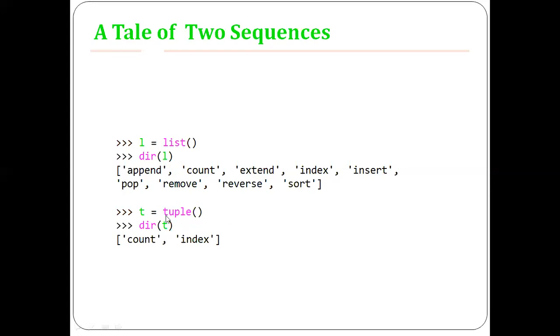But for the tuple, I'm creating an empty tuple here. It supports only two functions: one is count and the second one is index. That's all. Index gives the position of the given element in the tuple, and count gives the total number of elements in the tuple that you can print using the count function.